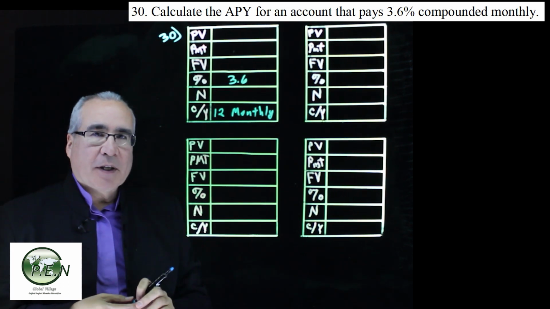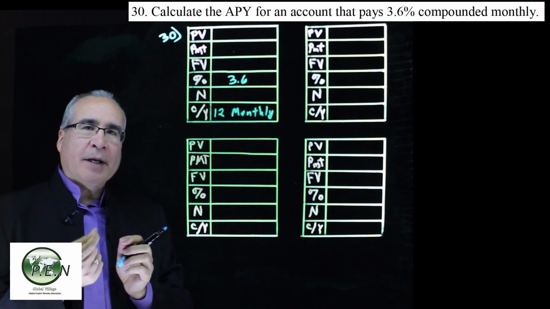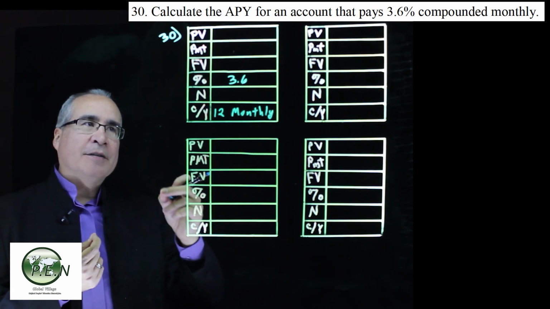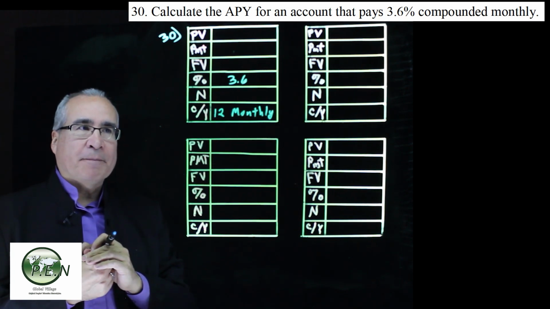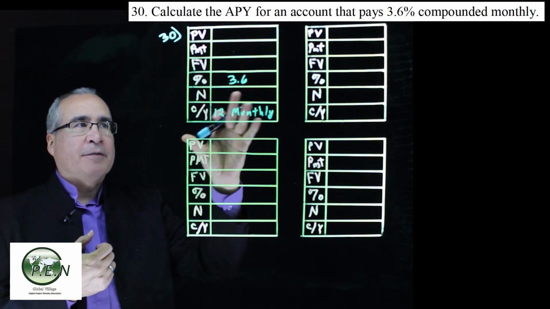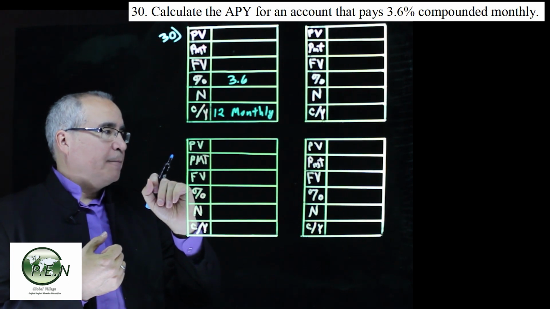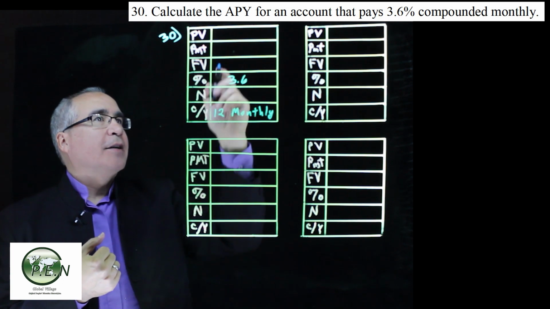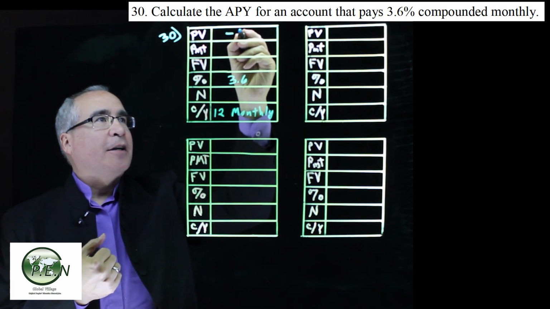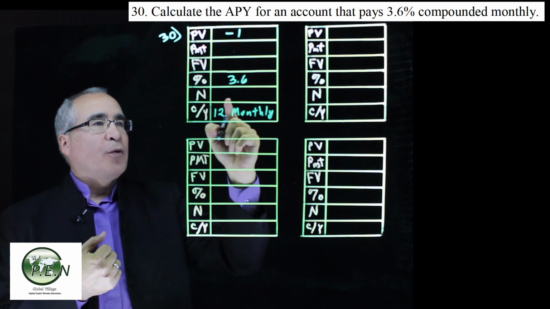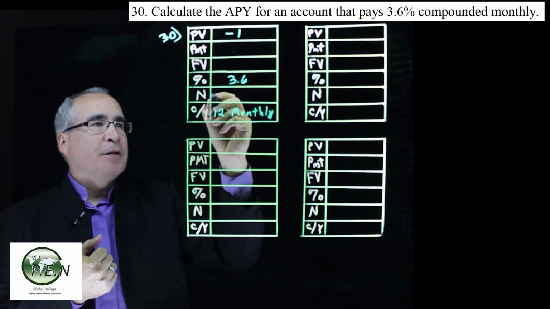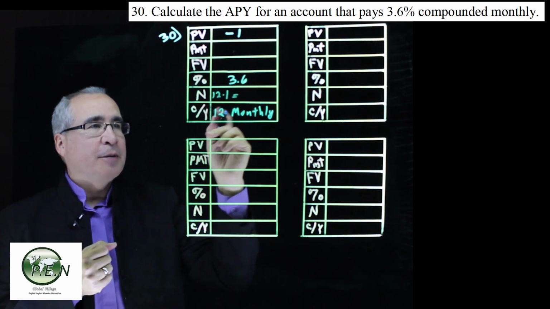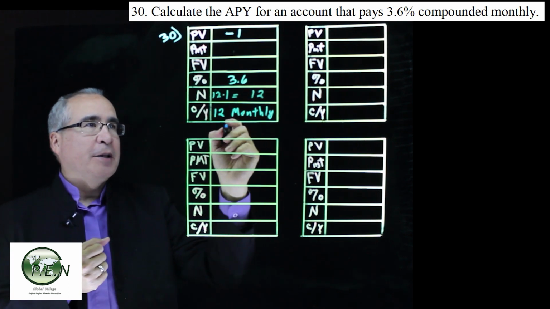And here's what we can do. When we invest, it doesn't matter whether we invest $1 or $10 million. Each dollar is getting the interest applied at the same time. So for looking at the rate, the effect on the rate, what we can do is invest $1 for 1 year. So this is going to be 12 times 1. $1 for 1 year, that's what you want to remember. So our number of periods will be 12.